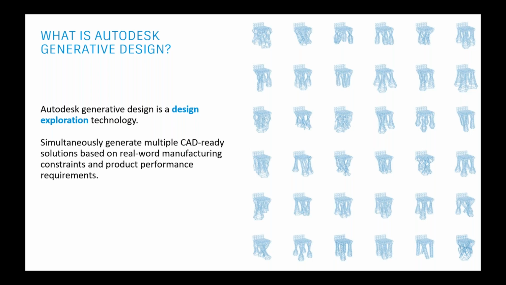So the images on the right-hand side, the light blue chairs, allude to the benefit of the software, right? It generates a lot of different CAD-ready solutions based on real-world manufacturing constraints. And that's really where the time savings are for you. Let's dig into that idea a little bit.